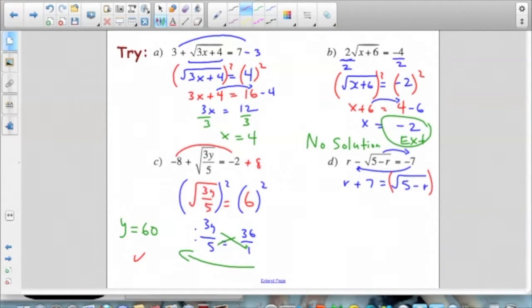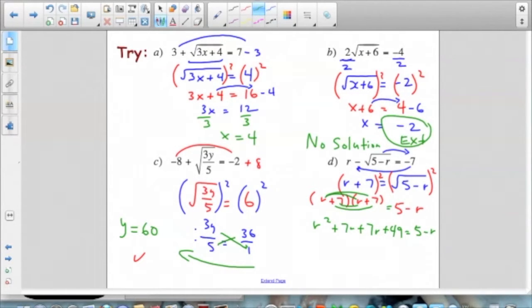So now we have this radical. We're going to get rid of it, so we square both sides. So this becomes 5 minus r. Now this square means you have r plus 7, r plus 7. So we have to rainbow, like we did way back in grade 9, grade 10. So it becomes r squared plus 7r plus 7r plus 49 equals 5 minus r. Okay?